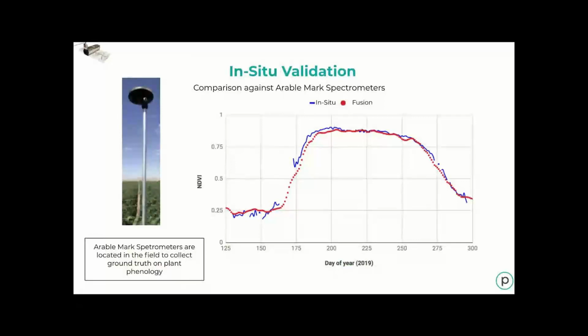Obviously, when you create data by running something through a machine learning process, you want to make sure that it's validated and it really matches what is going on the ground. And what we've done here is we've compared it against arable mark spectrometers.